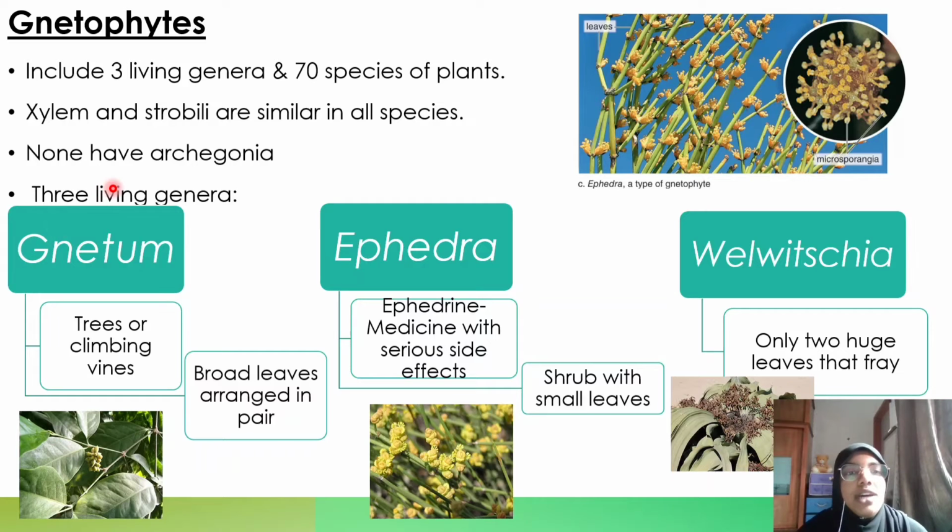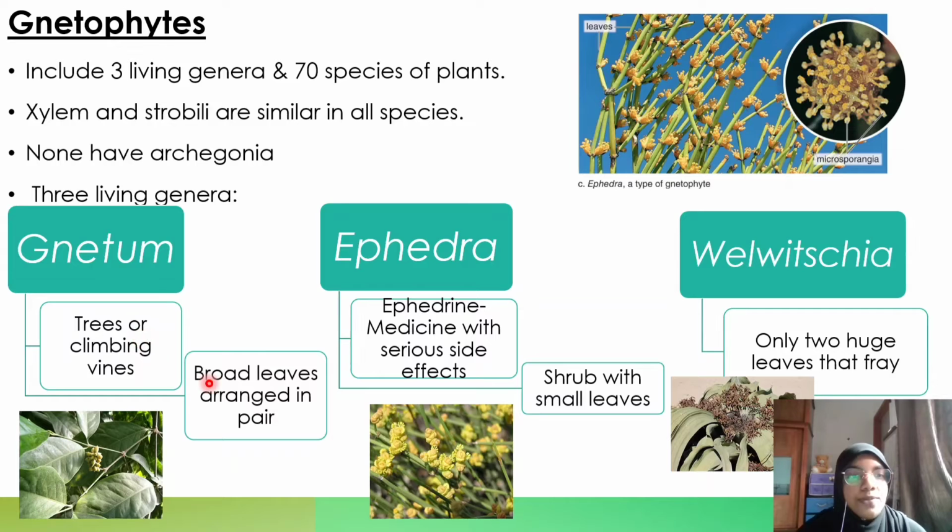Next, none have archegonia. Archegonia is actually a structure that protects the egg. So usually conifers, cycads, and most gymnosperms contain archegonia, except for gnetophytes. And then about the three living genera, which are Gnetum, Ephedra, and Welwitschia.